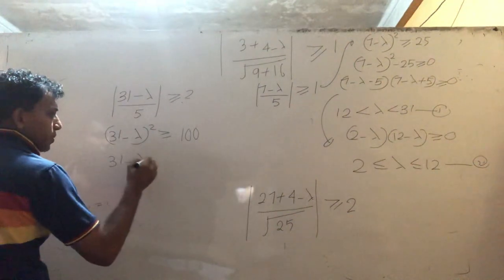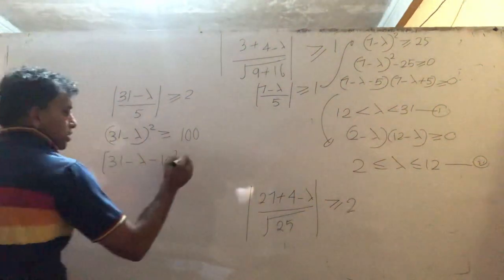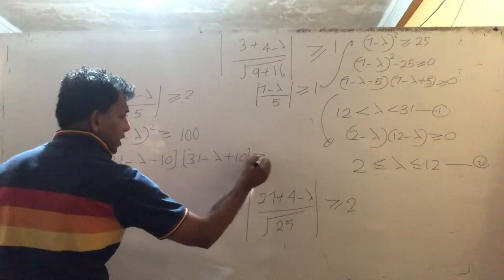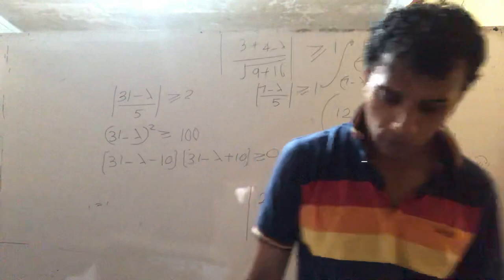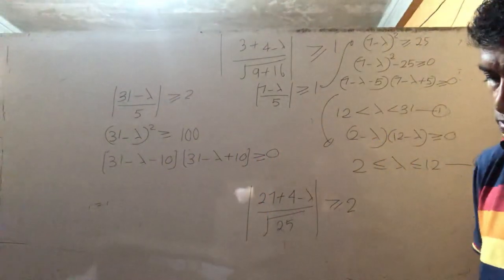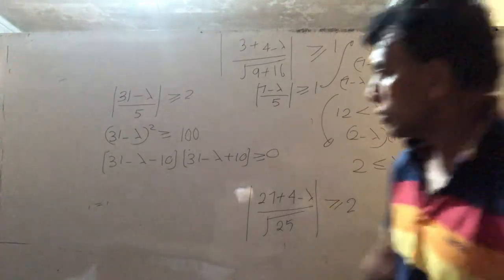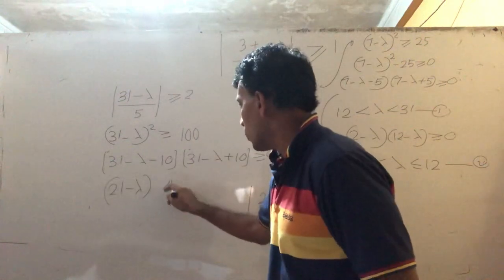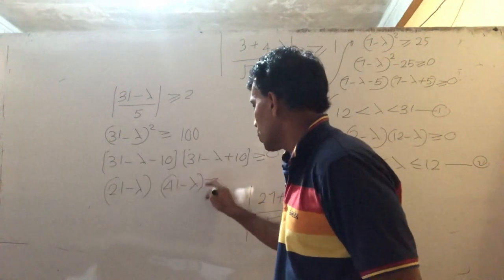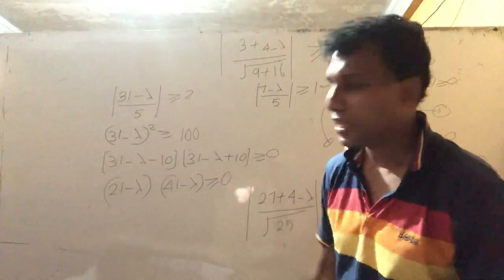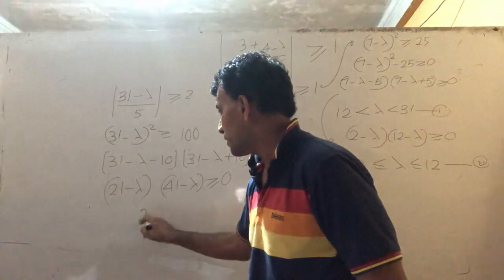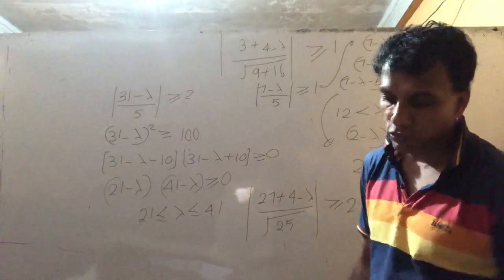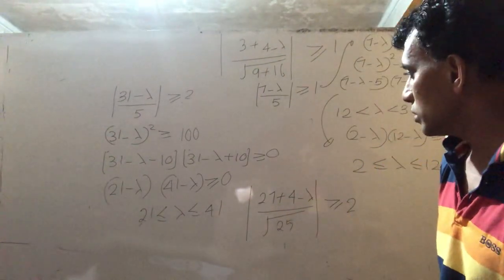31 minus lambda minus 10, 31 minus lambda plus 10, is it greater or equal to 0? The factorized form, greater or equal to 0. So what are there? 21 minus lambda, here 41 minus lambda greater or equal to 0. Yeah, as I mentioned earlier, the boundary values are between the least and the highest, right? This is 21 to 41. Greater than 0.